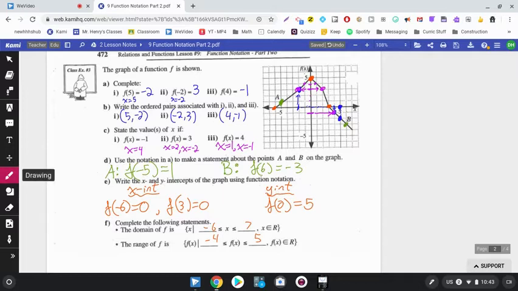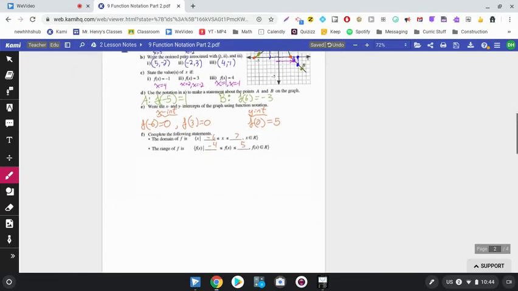Okay, so I would ask the same thing with just normal x and y's, right? I'd say, hey, tell me some points. Hey, what's the x-intercept? Hey, what's the domain and range? So we can do the same thing. It's just a different way to write it. Okay, a different way to look at it.